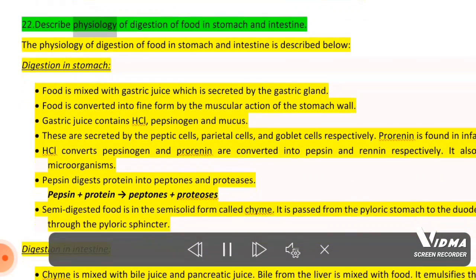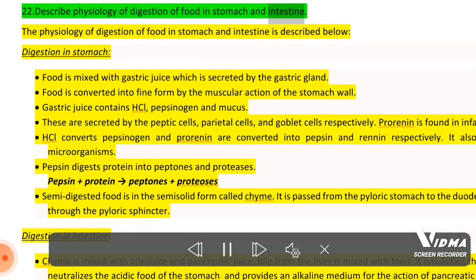22. Describe the physiology of digestion of food in stomach and intestine. The physiology of digestion of food in stomach and intestine is described below. Digestion in stomach. Food is mixed with gastric juice, which is secreted by the gastric glands. Food is converted into fine form by the muscular action of the stomach wall. Gastric juice contains HCl, pepsinogen and mucus. These are secreted by the peptic cells, parietal cells, and goblet cells respectively.